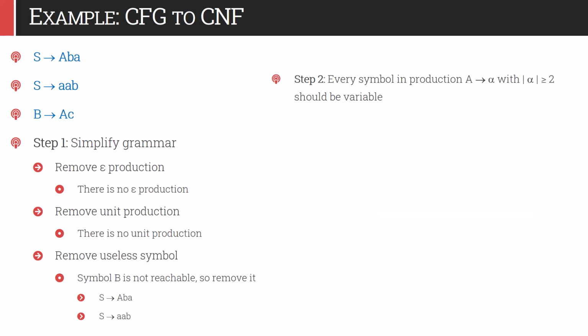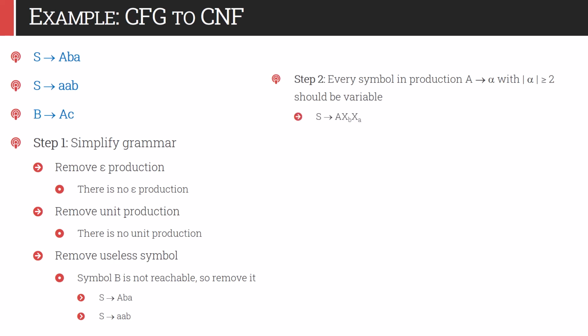In the second step, for every production of the form A gives alpha, if the length of alpha, that means the length of the right hand side of the production, is greater than or equal to 2, then every symbol in alpha must be a variable, that is a capital letter. If we look at the first production, S gives A, B, A, the length of the right hand side is obviously greater than or equal to 2, so everything should be in variable form, or non-terminal. But we have only capital A as a non-terminal; small b and small a are terminals.